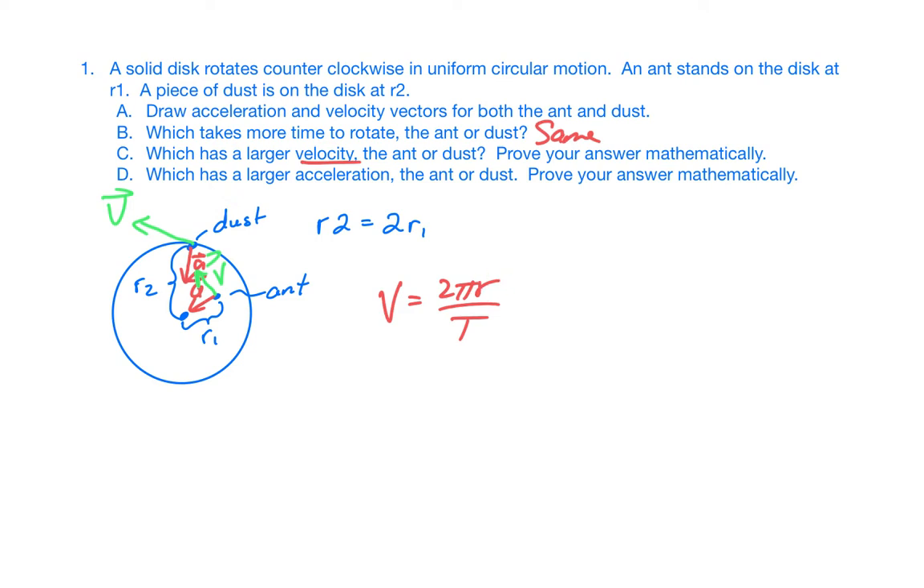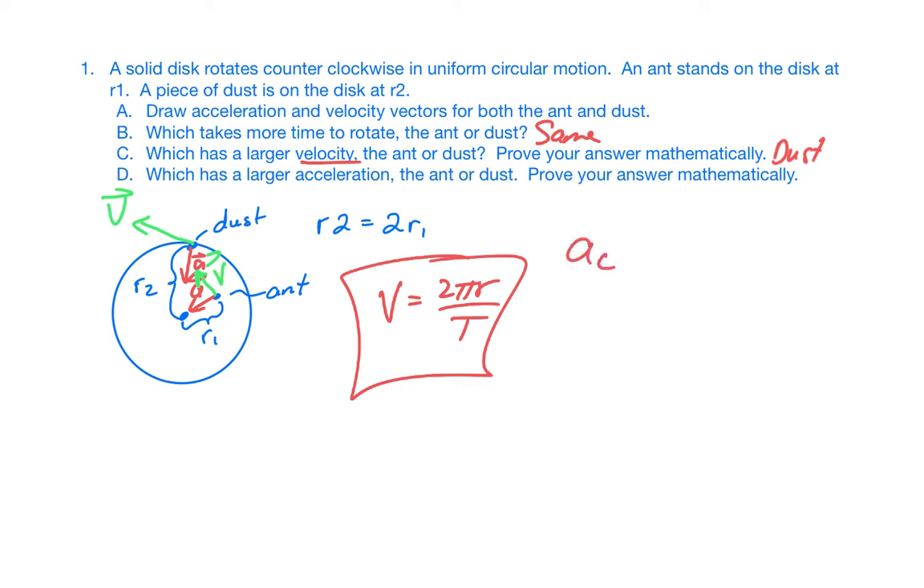So I can see from this that as r increases, the velocity must increase. That tells me, therefore, that the dust is traveling faster. Okay, so the dust has a faster velocity. And this is my proof right here. V is 2 pi r over t. Okay? Now, as for which has larger acceleration, the ant or the dust, proved mathematically, well, I've got a couple equations that I can consider.